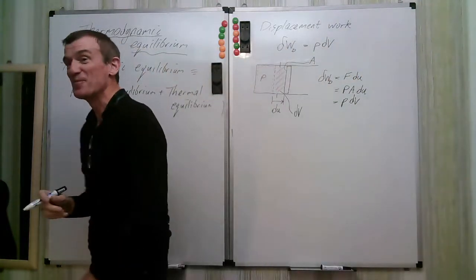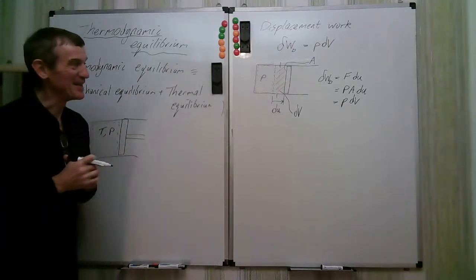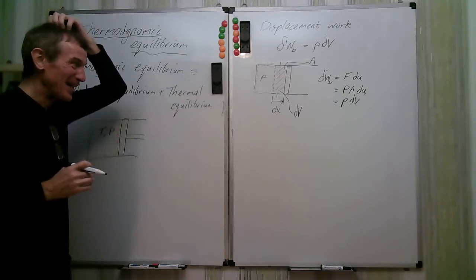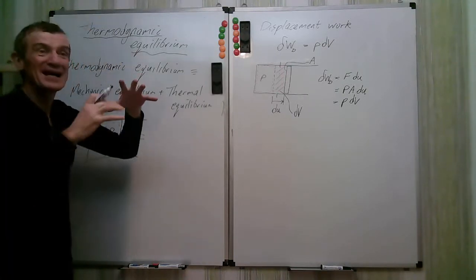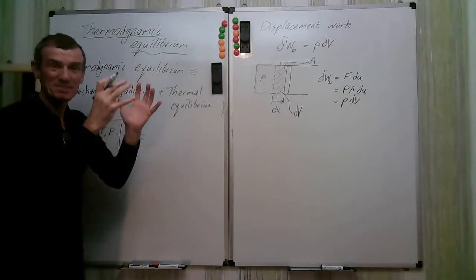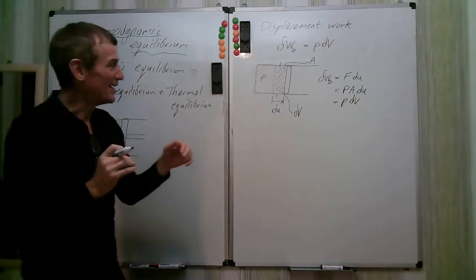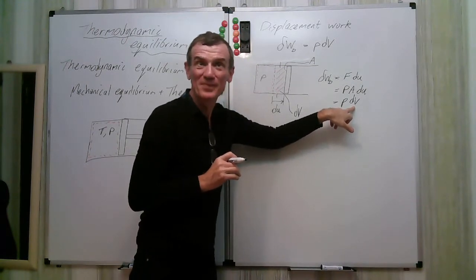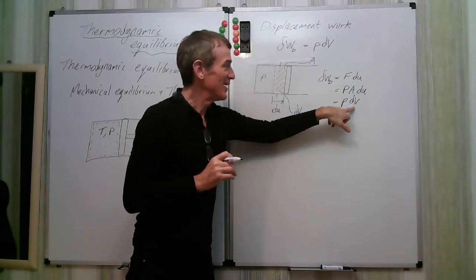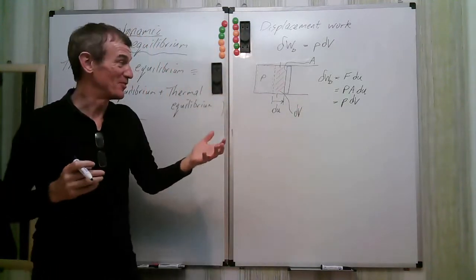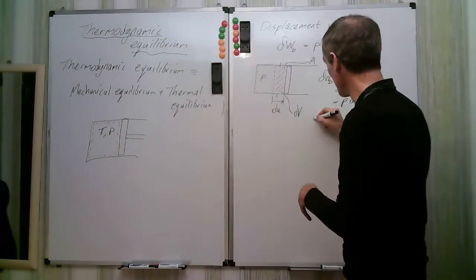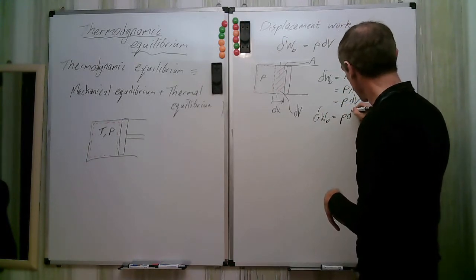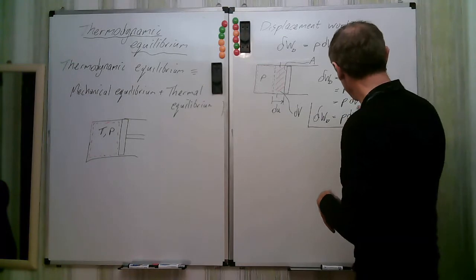So the displacement work, we're going to use this quite often, so this is quite an important relationship. The displacement work by a system expanding by an increment, a differential, if you like, of volume, dV, is equal to P dV. So this is a quite simple formula. So delta W, displacement work, is equal to P dV. So that's quite an important formula.